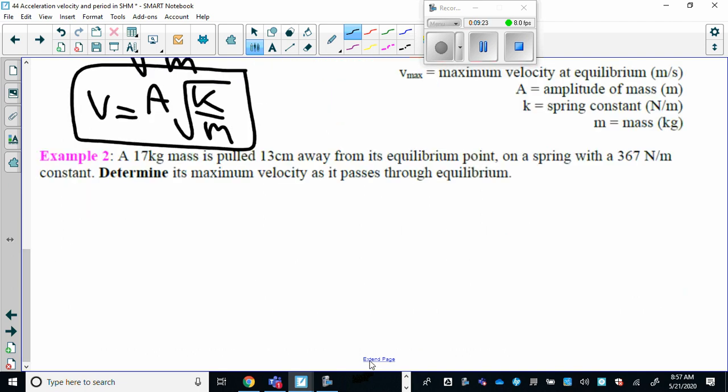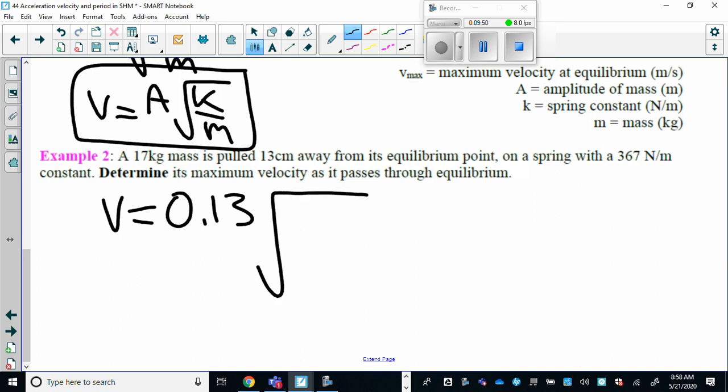Okay, example number 2. A 17-kilogram mass is pulled 13 centimeters away from its equilibrium point on a spring with a 367 Newton per meter constant. Determine its maximum velocity as it goes through the equilibrium point. Formula's right there. Maximum velocity equals the amplitude, 0.13 meters, times the square root of the spring constant divided by the mass, and that's going to give you an answer of 0.6 meters per second.